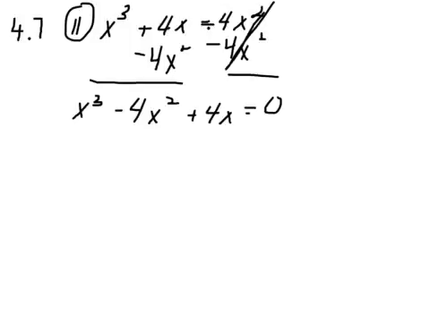Okay. Now, what do I do? I look here and I see that I've got an x in every term. So remember, I should always take the GCF out first. So let's do that. If I take an x out of the x cubed, I'd have x squared left. Out of the 4x squared, I'd have a minus 4 and an x left, and out of that last term, I'd have 4 left.